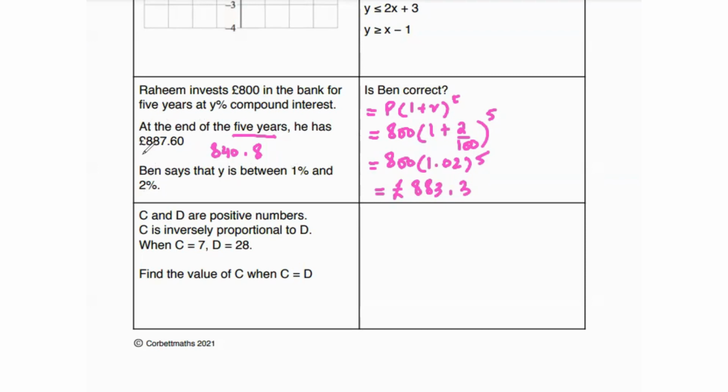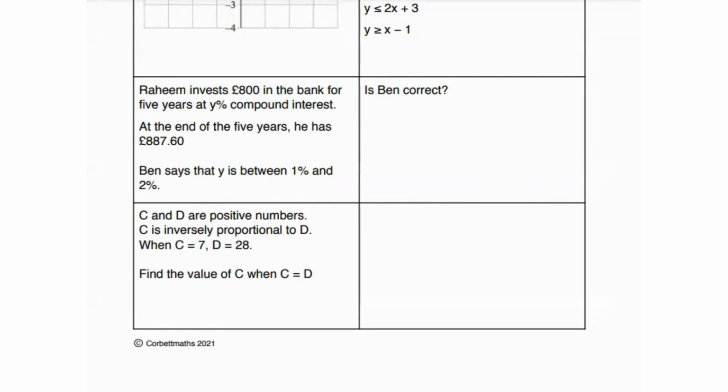So as you can see, he said that at the end of 5 years, he will get 887.60 and his interest rate will be between 1% and 2%. But at 2%, we're getting 883.3, which is still less than 887. That means no, he is incorrect, because his interest rate is going to be greater than 2% for sure.